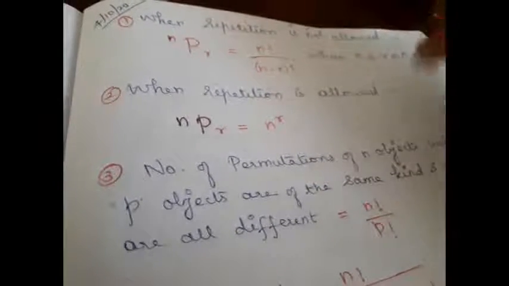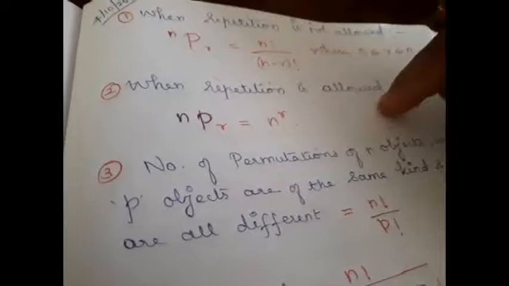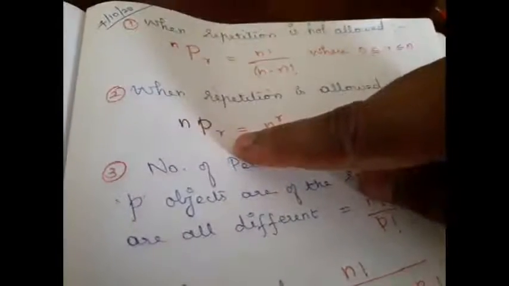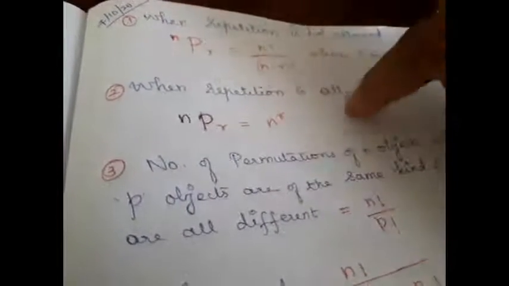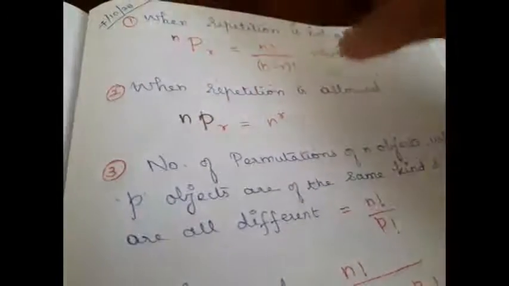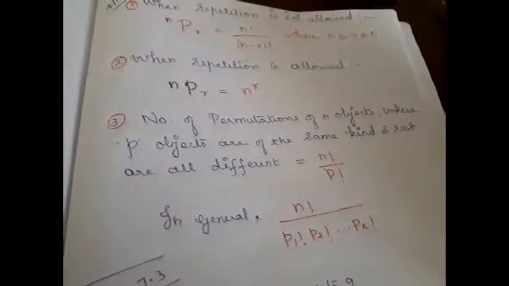Remember, when repetition is allowed, then the nPr formula is n power r. When repetition is allowed, nPr is just n power r. And we are going to learn one more thing here. Number of permutations of n objects where p objects are of the same kind and the rest are all different.